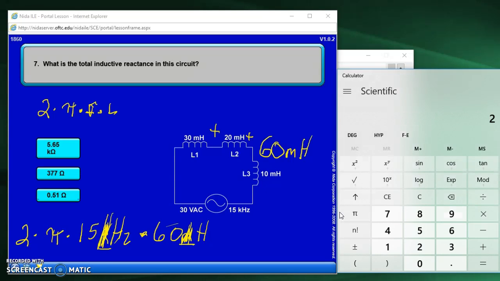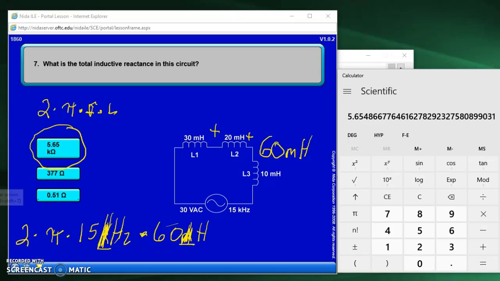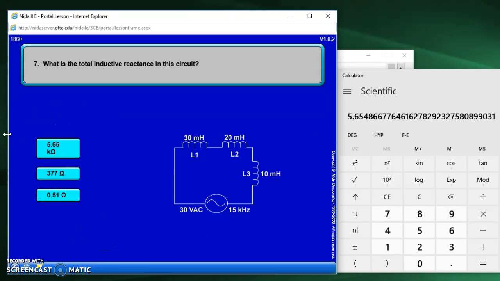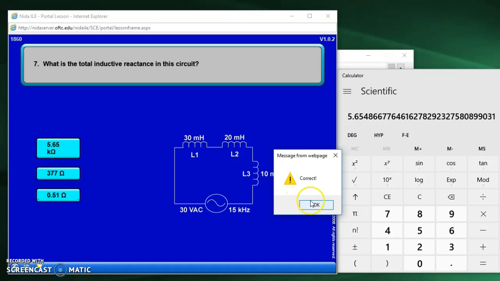So let's say 2 times pi times 15 times 60, and we arrive at 5,654 ohms. If we divide that by 1,000, we'll get K ohms. Doggone it. Always want to add an extra digit. Here we go, back to 1,000. That equals 5.65 if we round. We're looking at our answer. It's right here. So let's clear everything and see. 5.65. There we go. Correct answer.